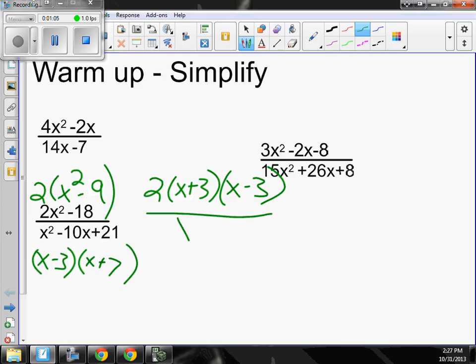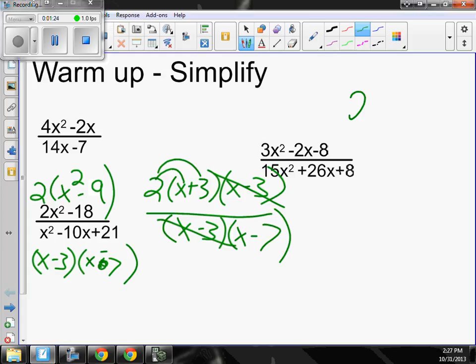So I put those over here. Or wait, it's a minus 7, huh? x minus 7. Can I cancel anything? x minus 3's. So what do I do to get my answer? I have to combine them once again. So I need to times this in, and I get 2x plus 6 over x minus 7.